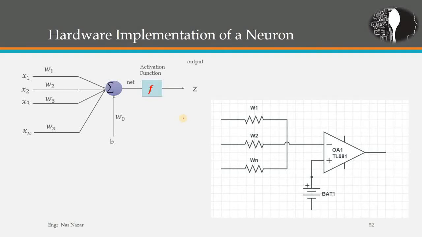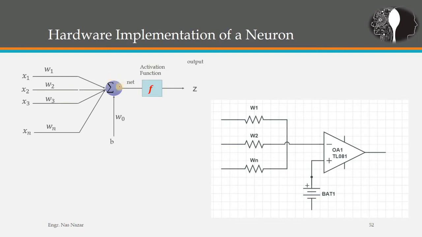Hardware implementation of a neuron. In this session we will see how we can implement a simple neuron using hardware. As we can see in this picture, this is a model of our simple neuron where we have inputs from x1, x2 to xn, and each input has a specific weight. W1, W2, Wn are showing our weights.